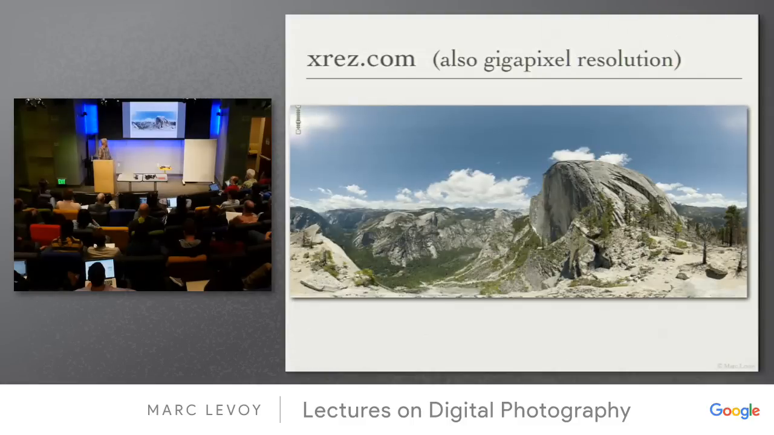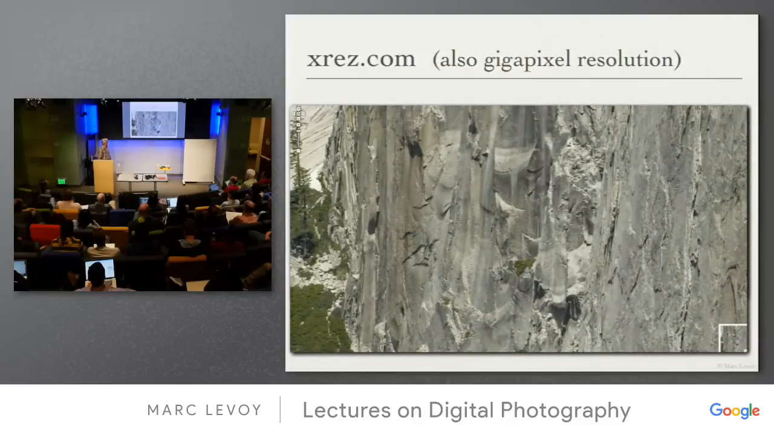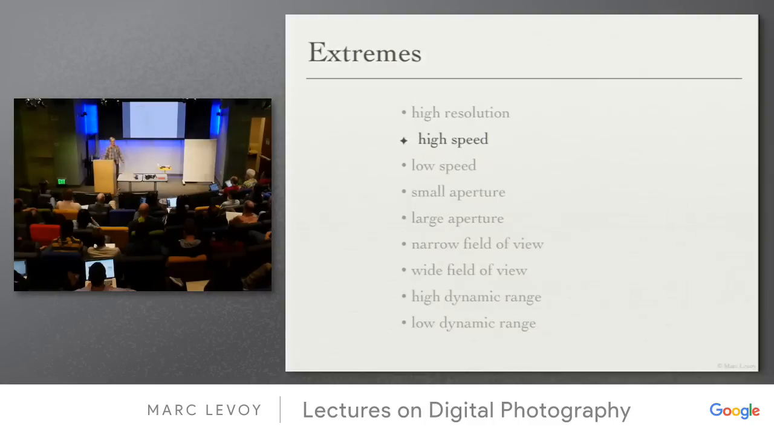So you can produce an image like this. They say that there's a climber on there, but I've actually never found him. Anyway, it's a gigapixel image. All right, switch to another variable. Let's talk about high speed.